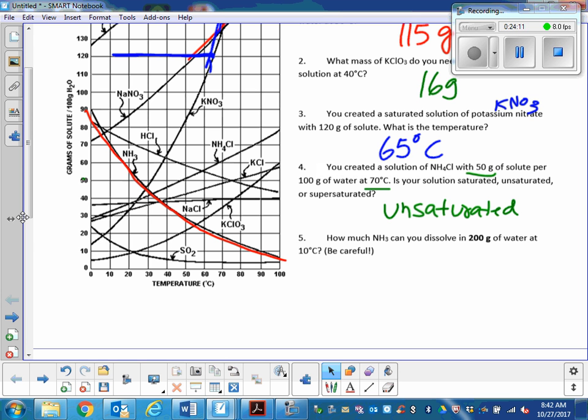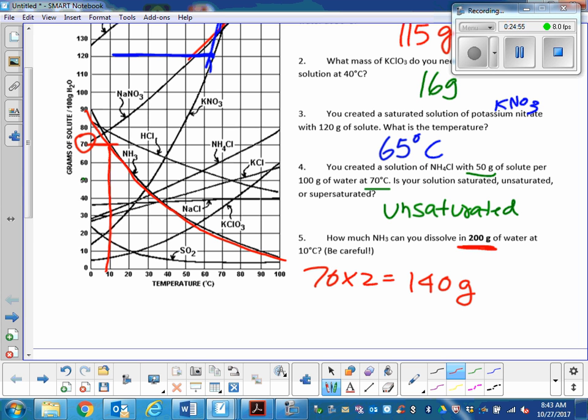Now, so we are with Anthony. So how much of ammonia can you dissolve at 10 degrees Celsius? What do you think, Anthony? How much can you dissolve? Which one am I on? 5. Because at 10, how much can I dissolve? 70. But the question is asking for how many grams of water? 200. That's been highlighted. Did you make a note of that? So it's 70 times 2, which is 140 grams.